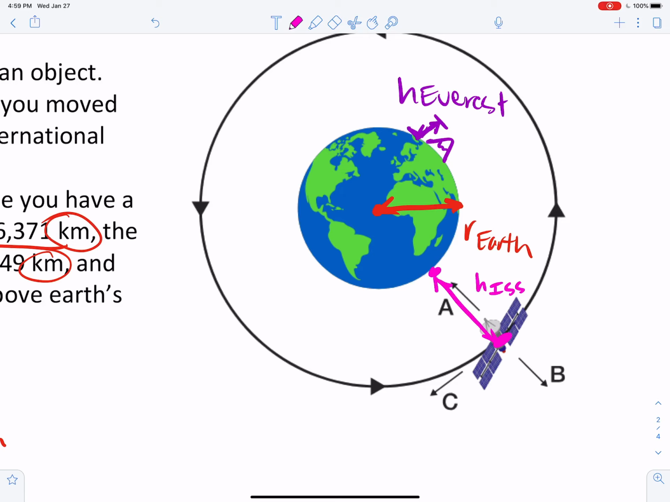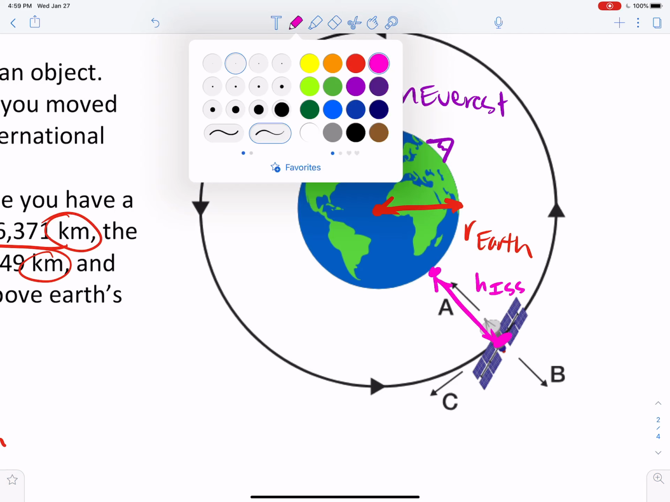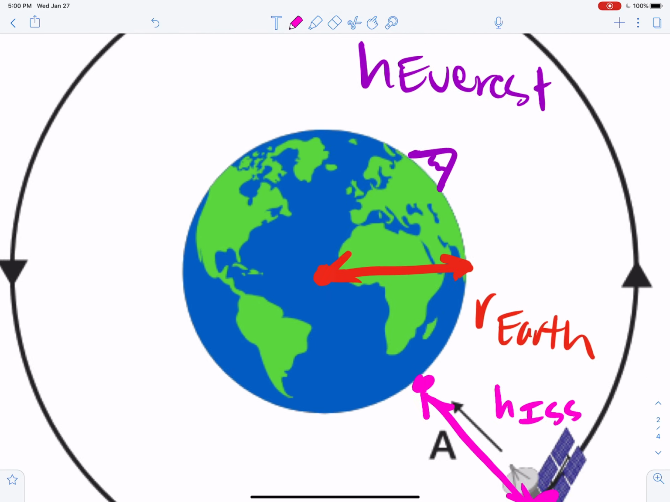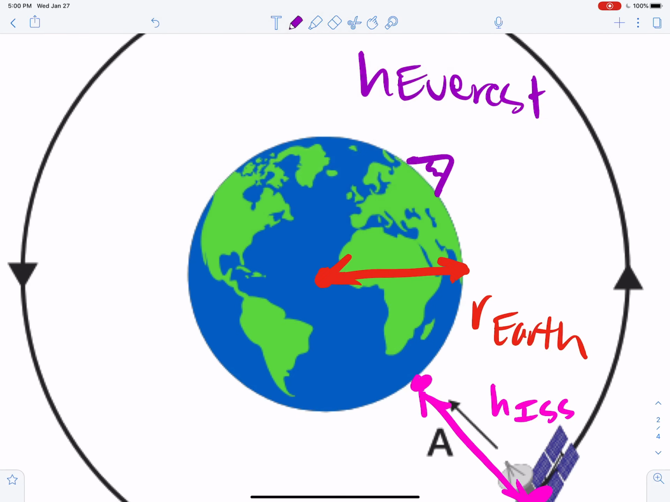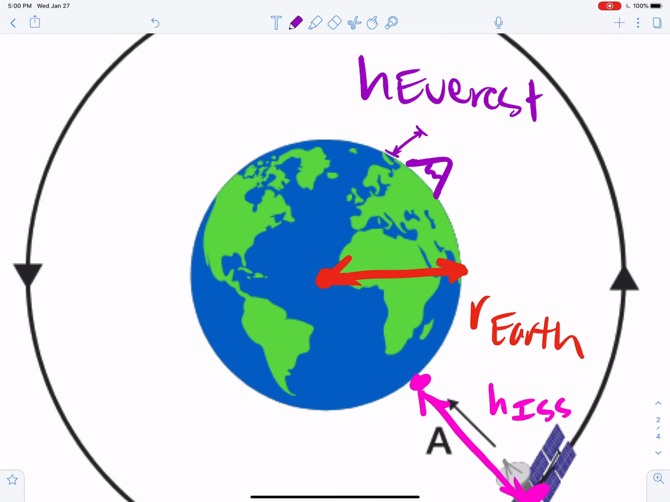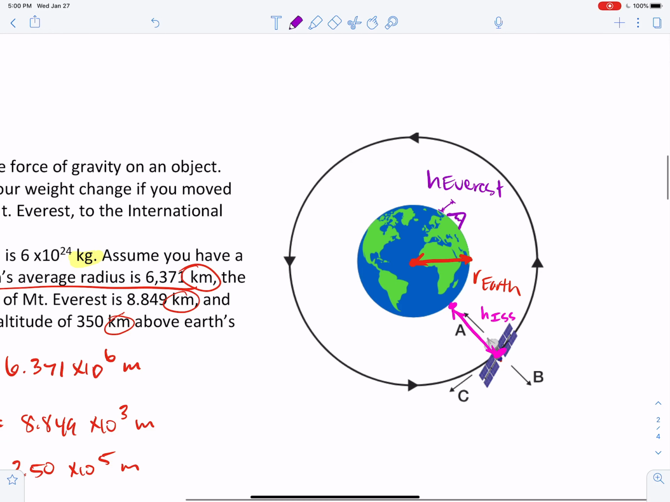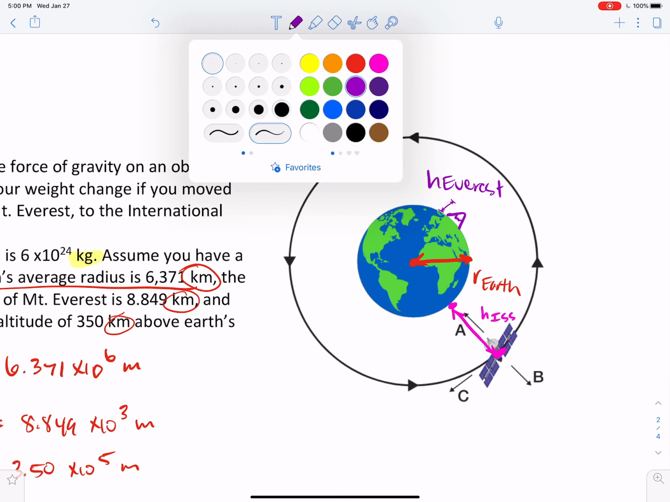Okay, so we've got 3 pieces of information. I'm going to clean up this Everest one a little bit, so this is a little bit more obvious. So we're talking about from here to here. Okay, now when we're looking at these 3 distances, remember the distance that matters is the distance between the centers of the masses.